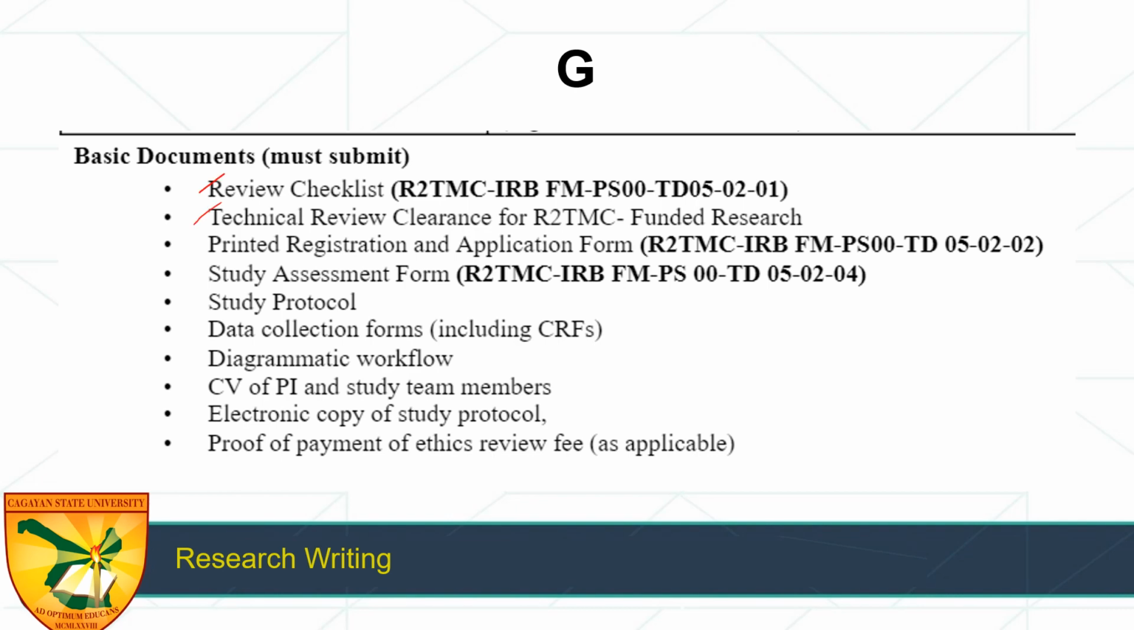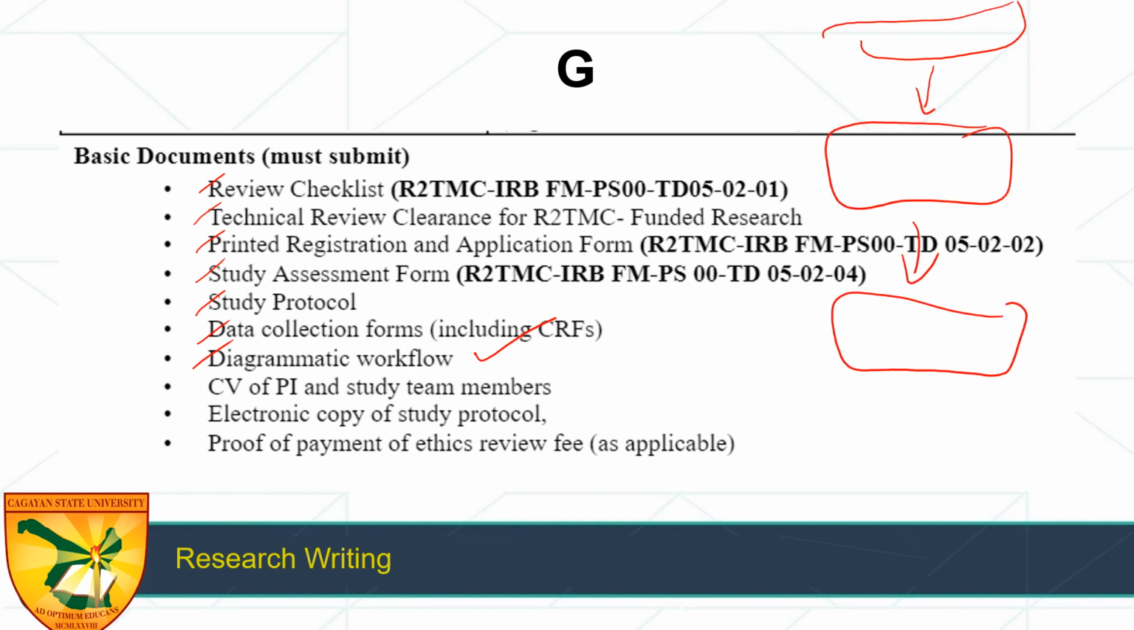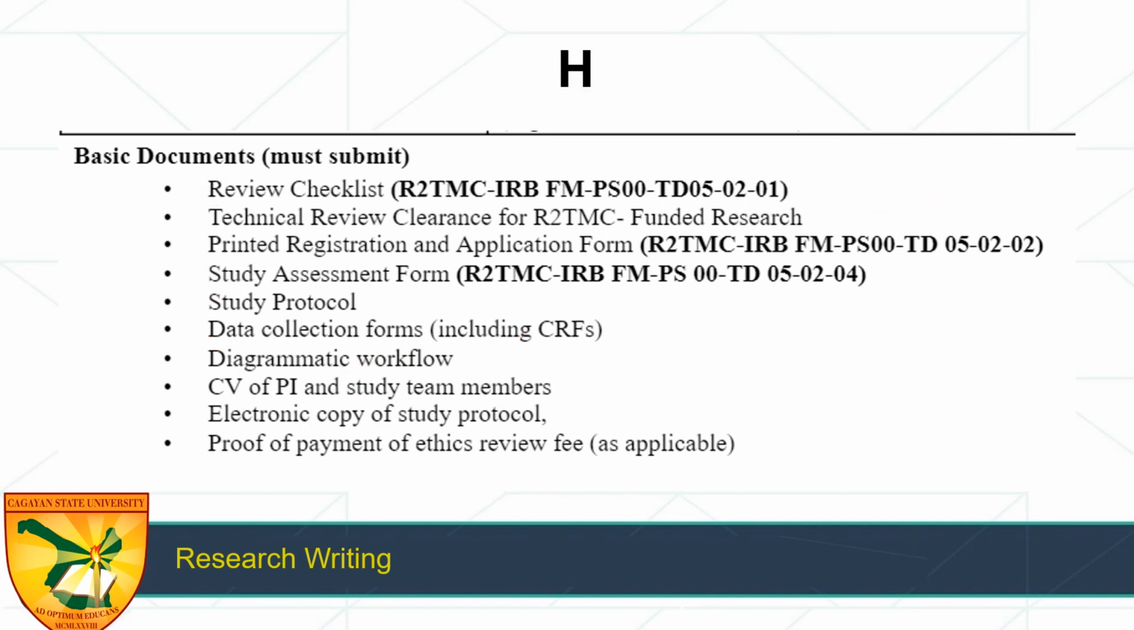Then letter G would be, A, B, C, D, E, F, G. The diagrammatic workflow is your workflow in your data collection procedure. And then you have the CV of the primary investigator and the other members and your advisor. And then that's it. For H, the CV. For I, the e-copy, you need not do that because you will pass all of these through email. And for the payment, ethics review fee, the initial fee that we are paying is 5,000 pesos.